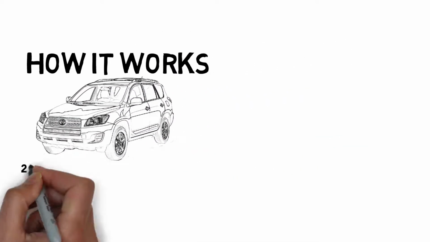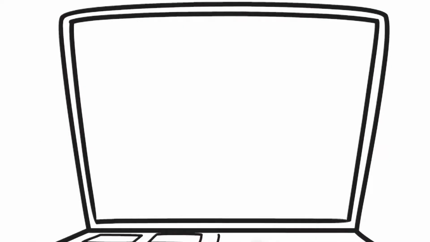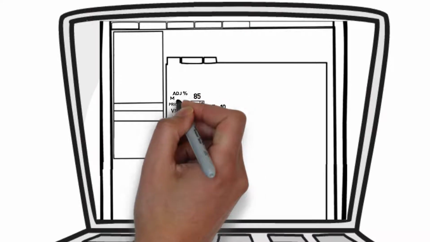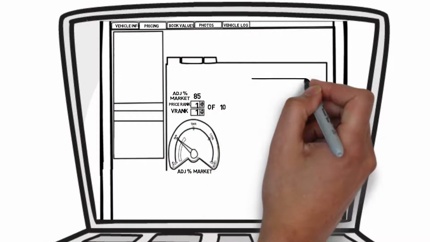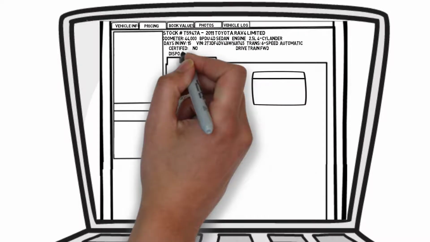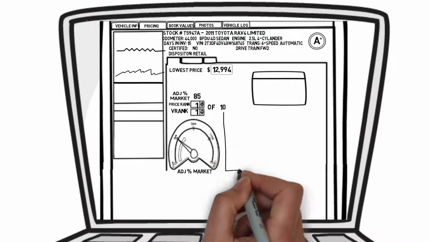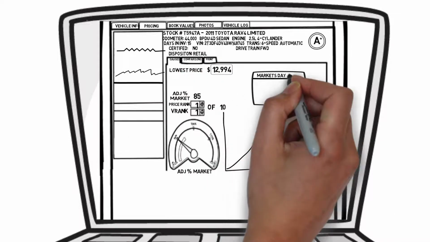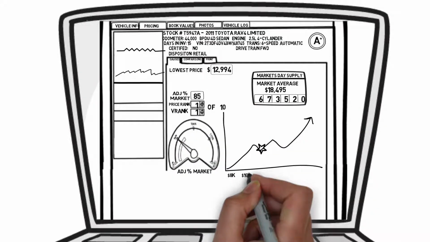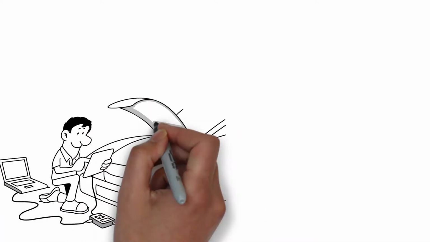Let's take this 2011 Toyota RAV4 Limited, for example. Our software tells us that there are 9 similar vehicles within a 250-mile radius of us, with selling prices ranging from $12,994 and $23,997. We simply look at that range and price our vehicle to be the best value in our market. In this example, it happens to be priced at $12,994. It's that simple.